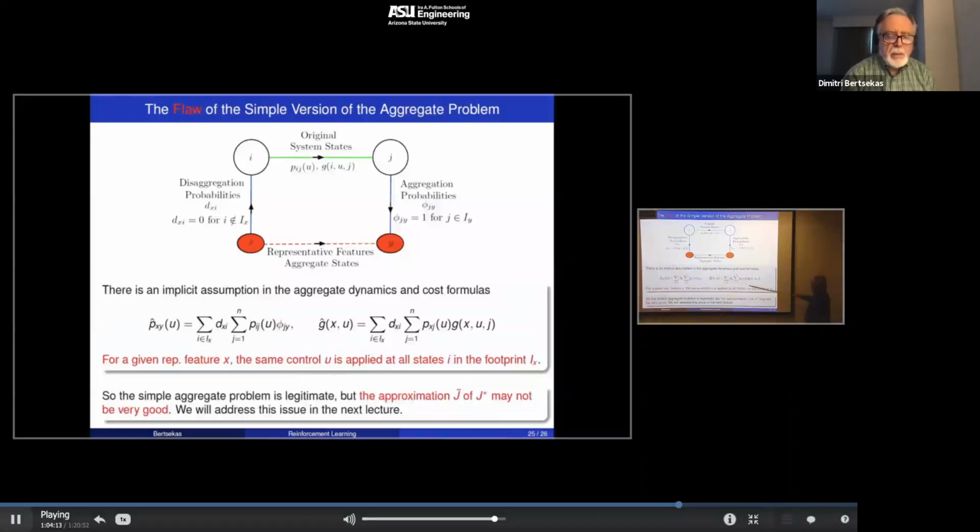So what happens here, this problem can be solved again by exact model-free or model-based methods to obtain corresponding costs for the representative states. However, the J tilde that you obtain may not be as good an approximation to J star as you would like. It's legitimate, but the approximation may not be very good. So our first business for the next lecture is how to make this aggregate problem more sophisticated and also to discuss solution methods for solving it.